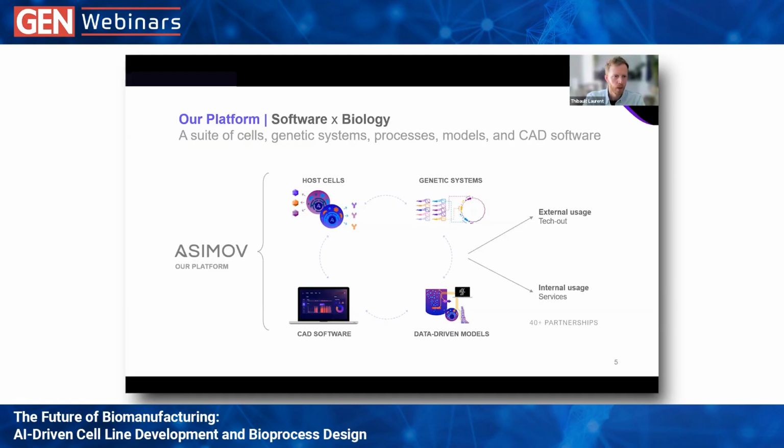We have two models to work with our partners. We have the external usage, where our systems and technology are onboarded at the partner site. So the whole system, the Asimov system, can be onboarded, as well as, I would say, individual technologies in an unbundled way. And then we have the internal usage through our cell line development services.